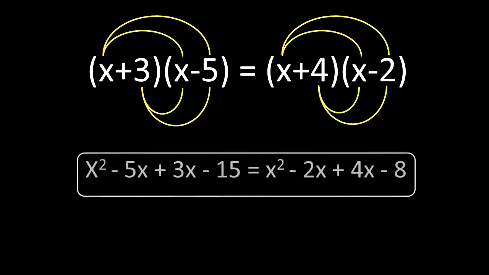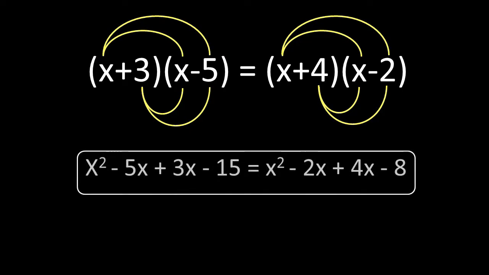And we get x squared minus 5x plus 3x minus 15 is equal to x squared minus 2x plus 4x minus 8. Then we combine like terms. Negative 5x plus 3x is equal to negative 2x. And negative 2x plus 4x is equal to positive 2x. So our new equation is x squared minus 2x minus 15 is equal to x squared plus 2x minus 8.